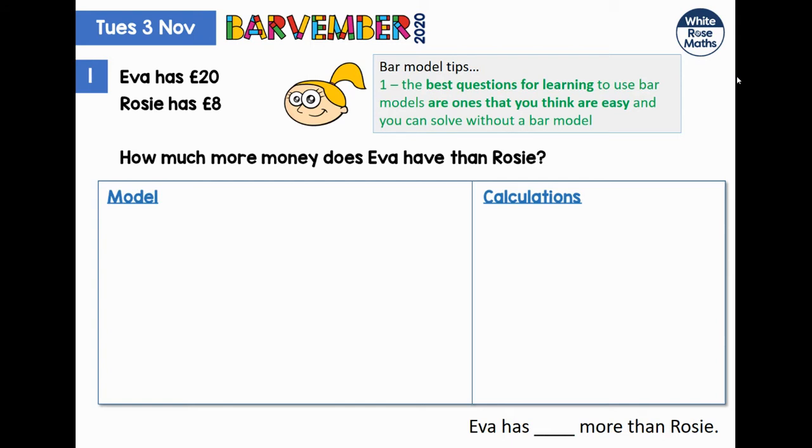As yesterday, just a quick reminder that the best questions for learning to use bar models are ones that you think are easy. So don't worry that this might be a simple question and you don't need bar modelling to do it. If you can solve the problem easily, then that will help you see what you need to do with your bar modelling.